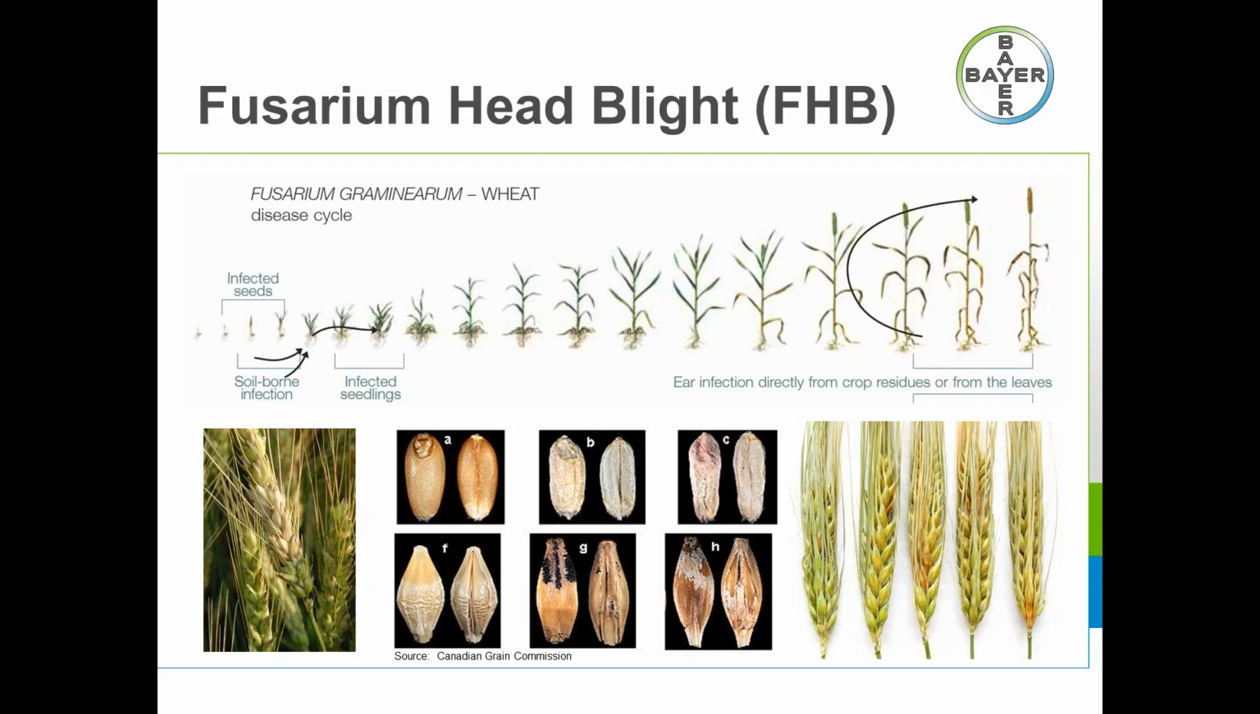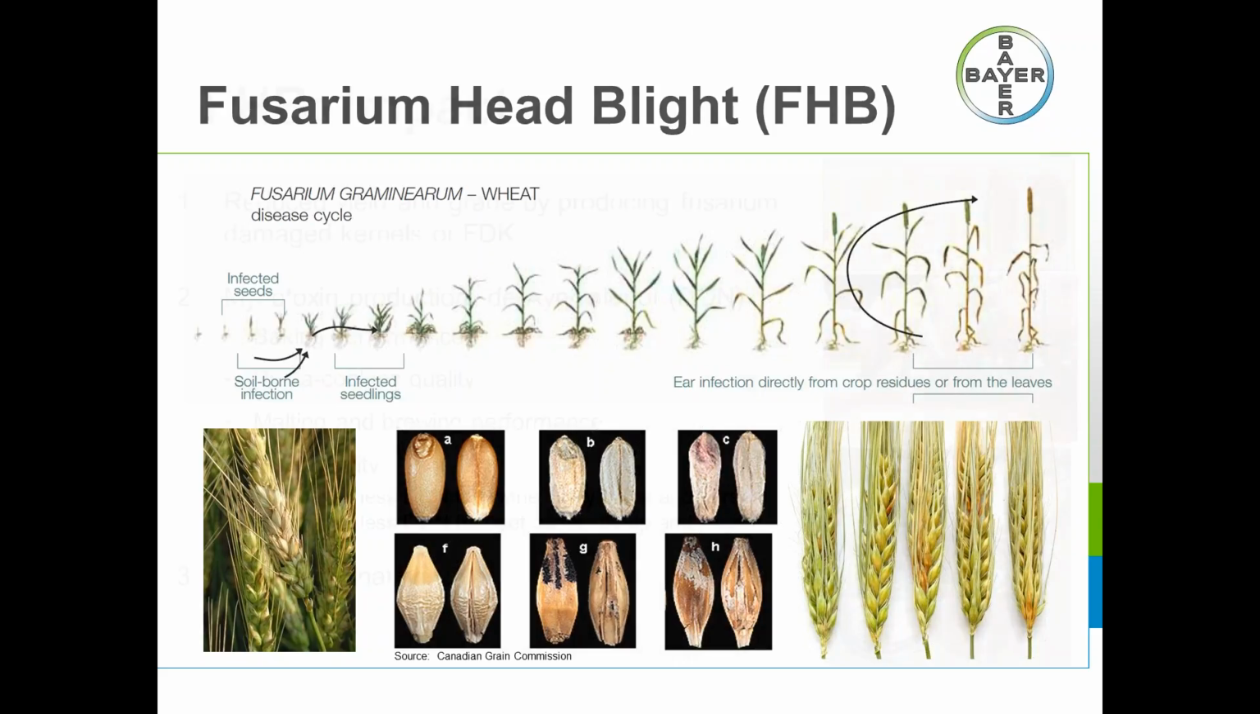Some symptoms that you'll see are premature bleaching of one or many spikelets in the head. Sometimes you can see a ring of pink or salmon color at the base of the florets. And then shriveled, lightweight, chalky seed. The affected spikelets will have what they call Fusarium damaged kernels, or FDK, as a result.